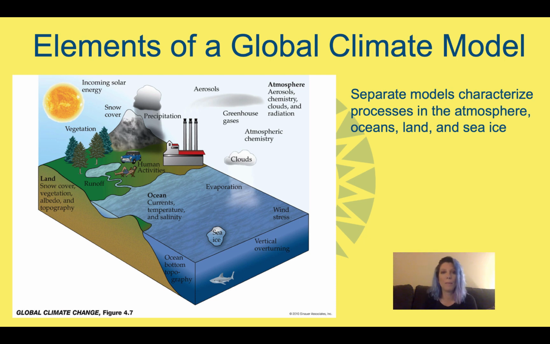Okay, so here are some elements of the global climate model. Separate models characterize processes in the atmosphere, oceans, land, and sea ice. I'm sorry. So, I said that it's going to separate them into at least two different areas, and I said it can definitely do many more. So these are examples of the different areas that I actually do separate models for. I might do one for just incoming solar energy and another one with snow cover, and then look at how those two combine. It might do many different things with all these different processes that the Earth has going on.